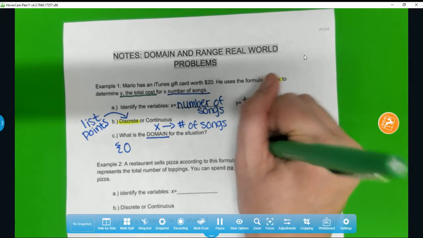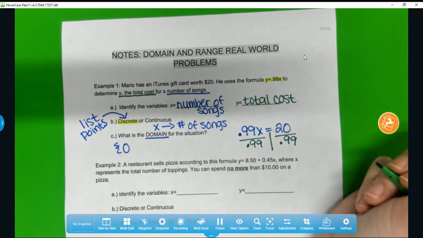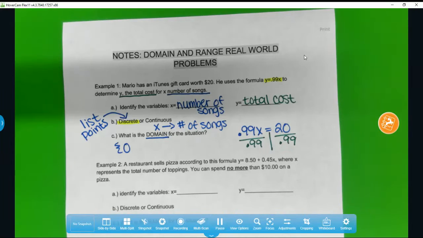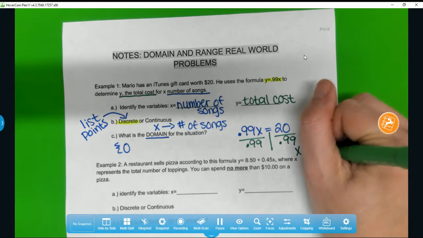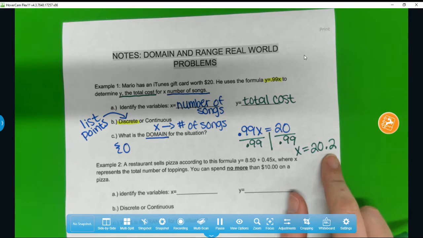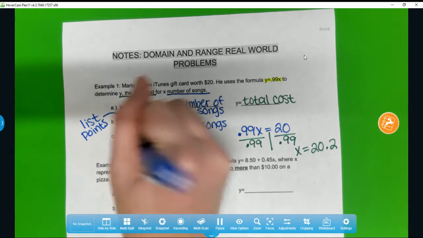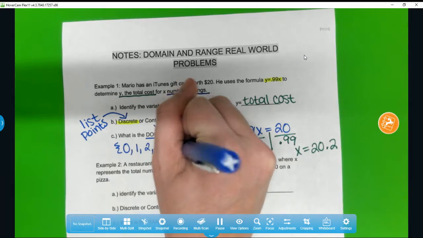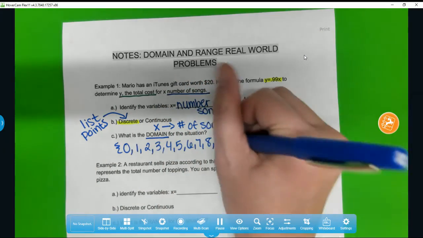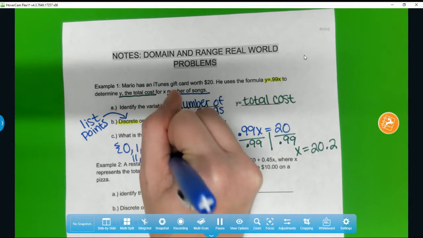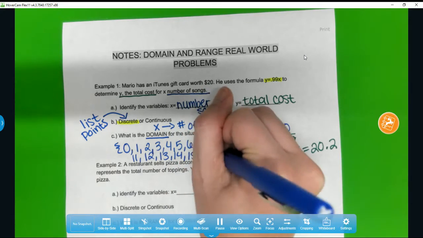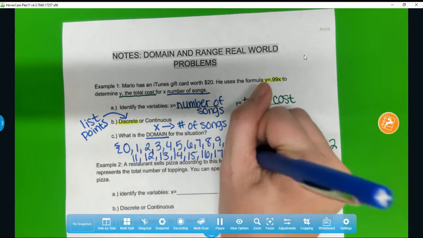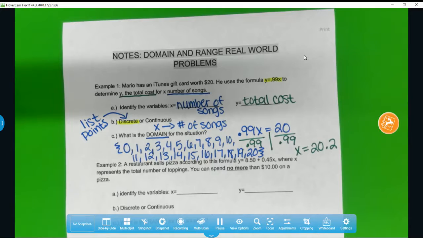So to solve, we divide by 0.99. When we do that, 20 divided by 0.99 is 20.2. But since we don't have enough money for another whole song, we're going to round this down to 20. So my domain is 0, 1, 2, 3, 4, 5, 6, 7, 8, 9, 10, 11, 12, 13, 14, 15, 16, 17, 18, 19, and finally 20. So that has a very big domain. That means you could buy anywhere from 0 to 20 songs.